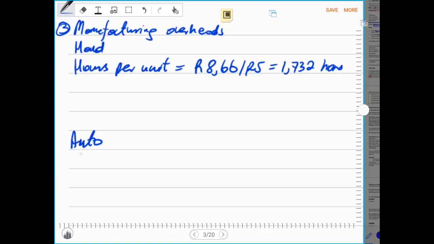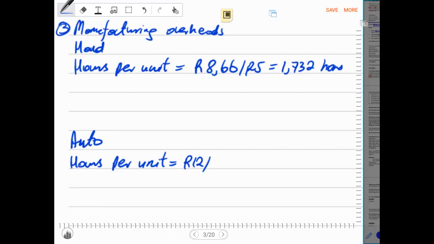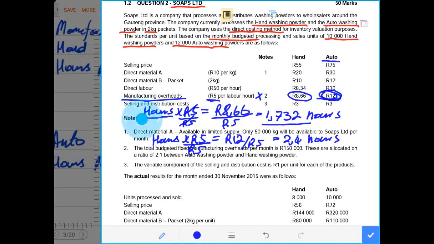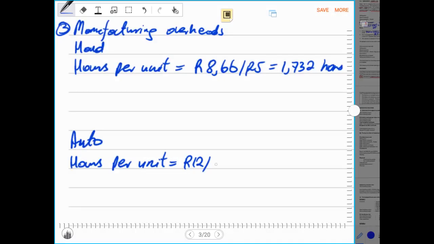For auto washing powder, we are calculating the same hours per unit, and our hours per unit were provided to be 12 rand. Let me confirm if it's 12 rand or 10 rand. It is exactly 12 rand. 12 rand divided by 5 rand per hour, which is 5 rand per unit.